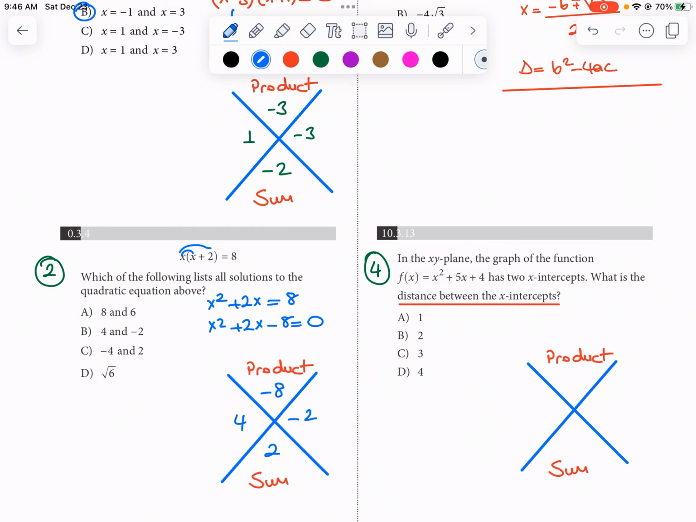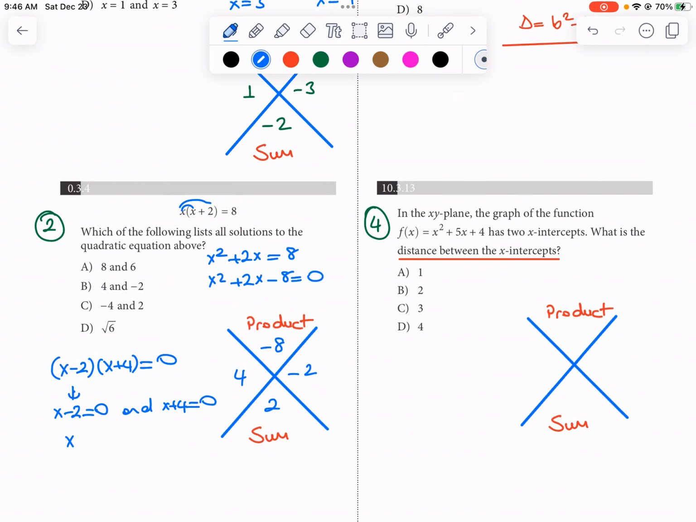Now it's time to factorize it. x minus 2 times x plus 4 is equal to 0. So x minus 2 is going to be equal to 0 and x plus 4 is going to be equal to 0. So there will be two solutions for x. One is going to be 2 and the other one is going to be negative 4. And the correct answer choice is going to be C.